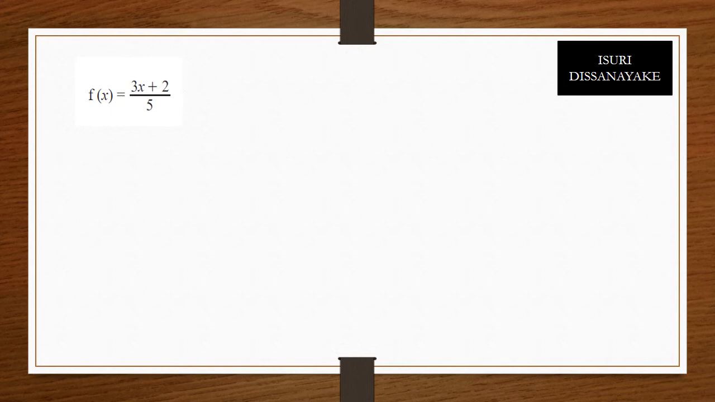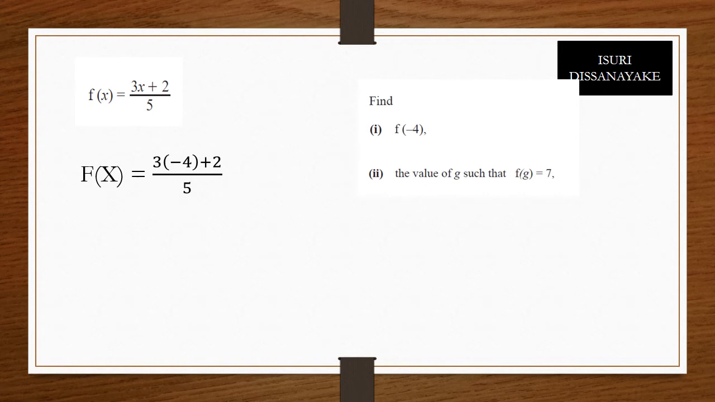Another function. f(x) equals (3x plus 2) divided by 5. Find f of minus 4. The value of g is such that f(g) equals 7. So we will keep part 2 aside for the moment. Let's start with part 1. You have to input minus 4 into the function. So where can you input minus 4? To x. x is the place where you can input values. So 3 times minus 4 added to 2 divided by 5. Your answer is minus 2. The next part.